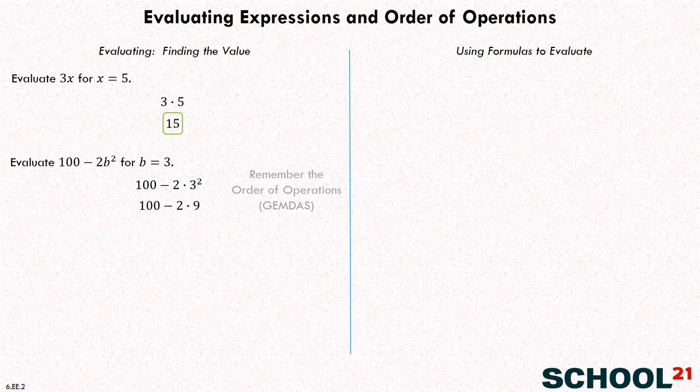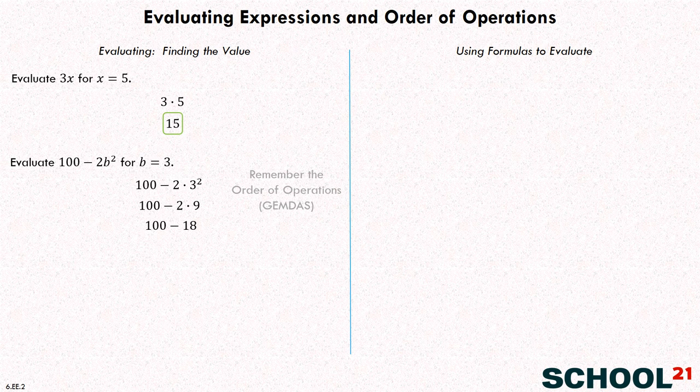Okay, now with our order of operations, what do we have to do next? Multiplication. Good, multiplication. So we're going to multiply the 2 times the 9? 18. 18, right? So let's go ahead and rewrite it with 18. So now we have 100 minus 18. We're down to just the last part, which is addition and subtraction.